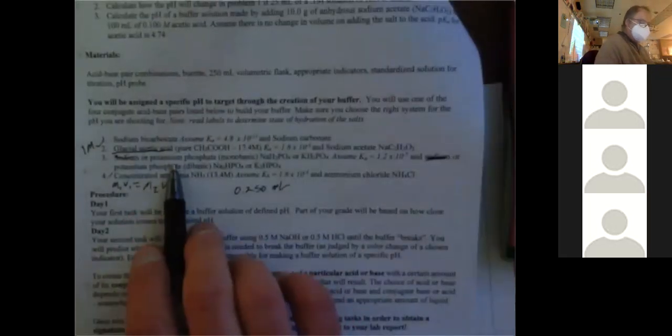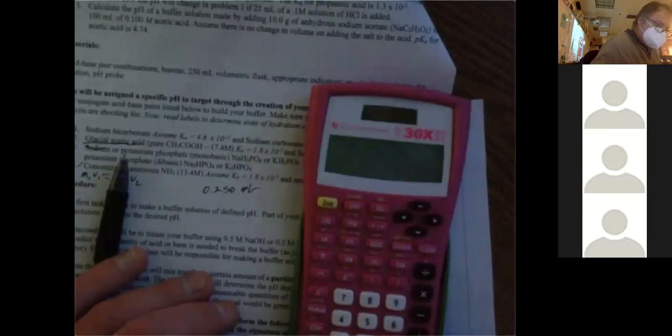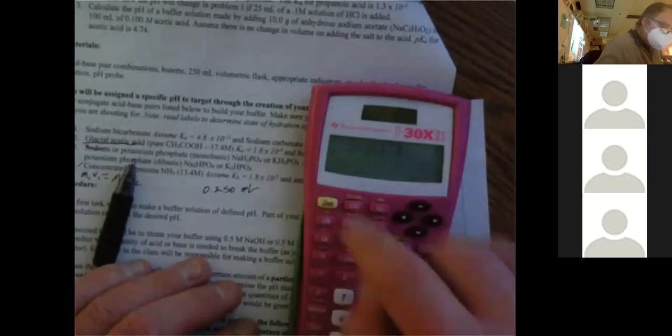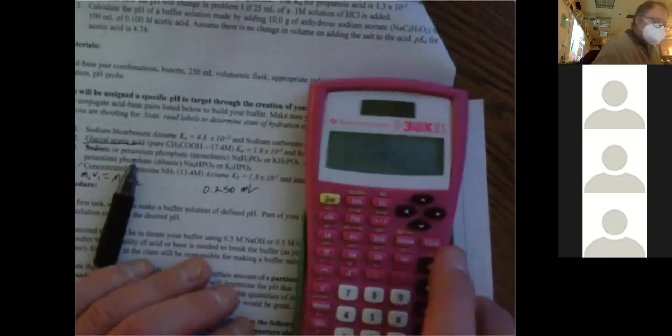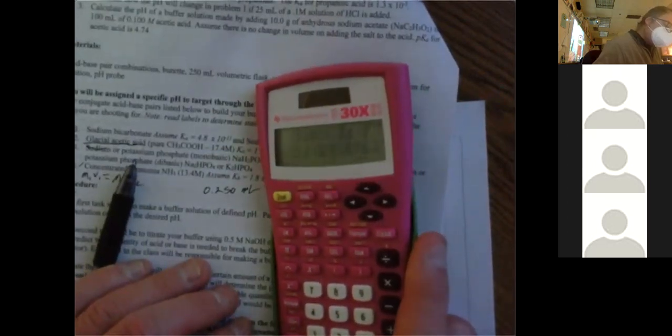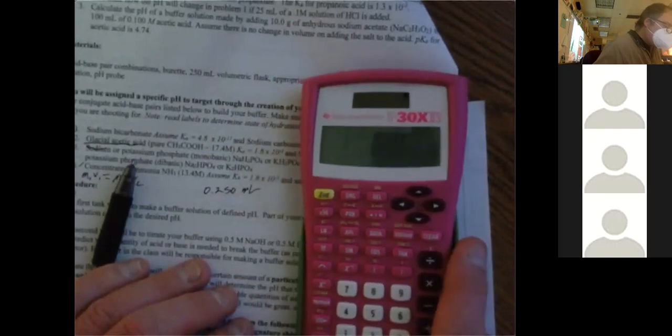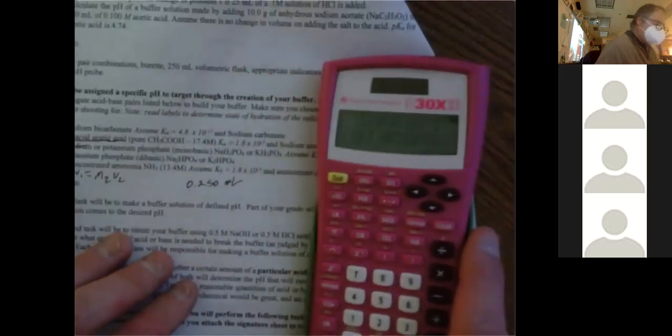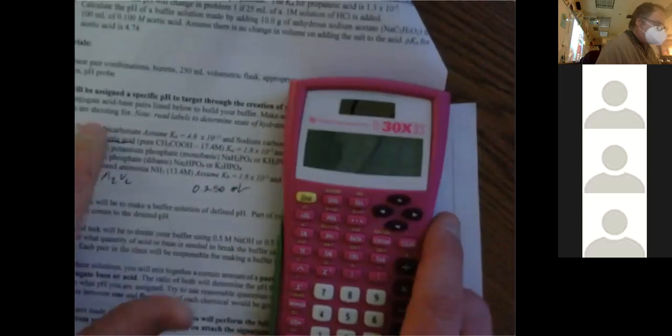Out of these things, what do you think we will use? This has a Ka of 4.8 times 10 to the negative 11, right? We want something that has the pKa close to 11. That will be the best buffer solution. So if we take the negative log of 4.8 times 10 to the negative 11, would that work? We get 10.3. Would that work? Yeah. So that would be a candidate.